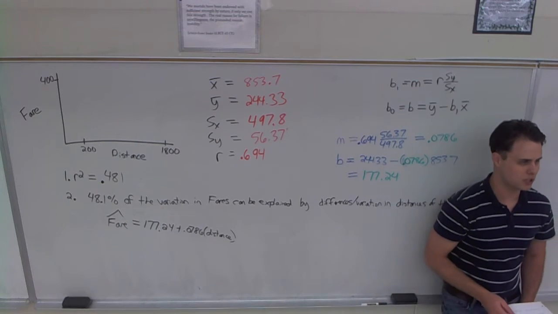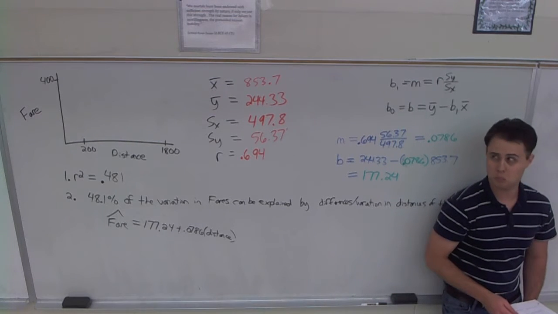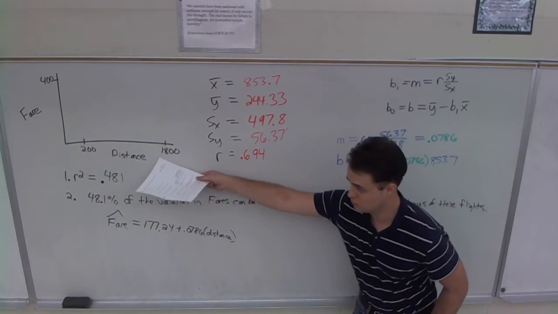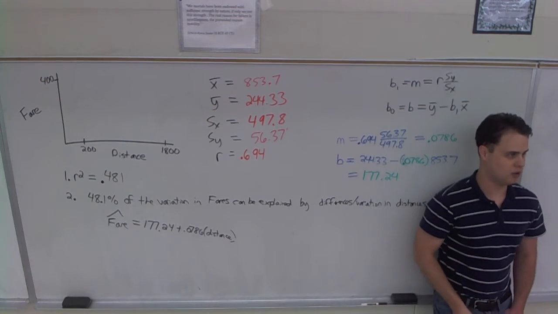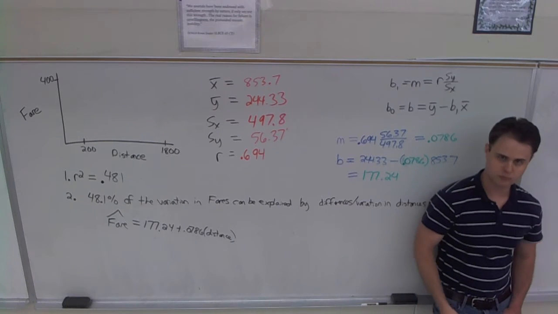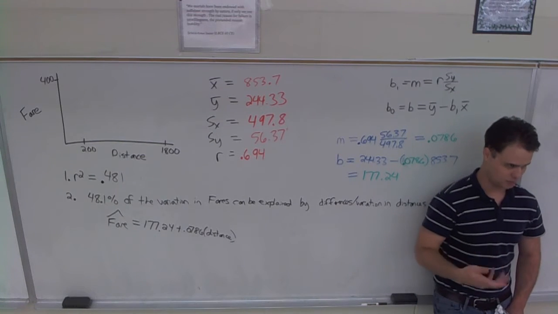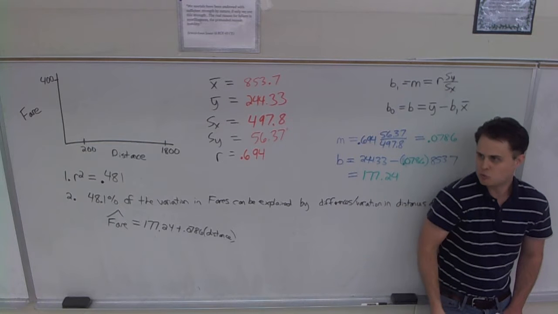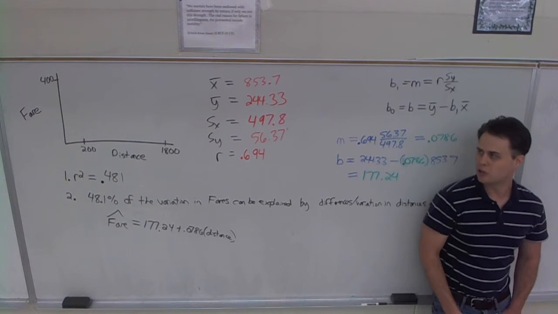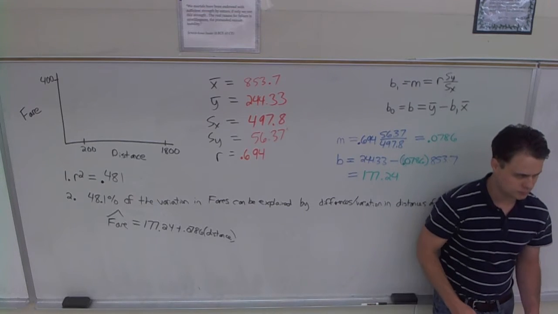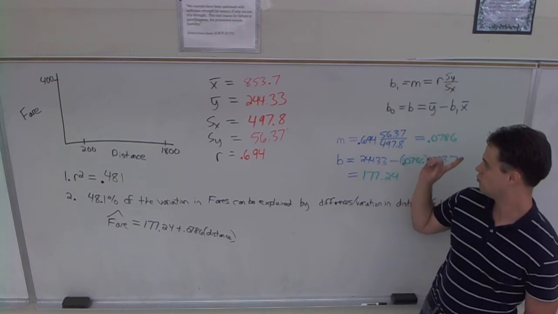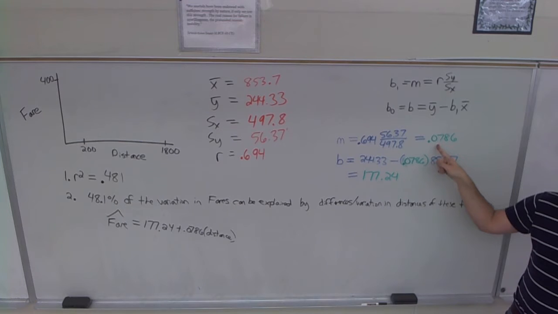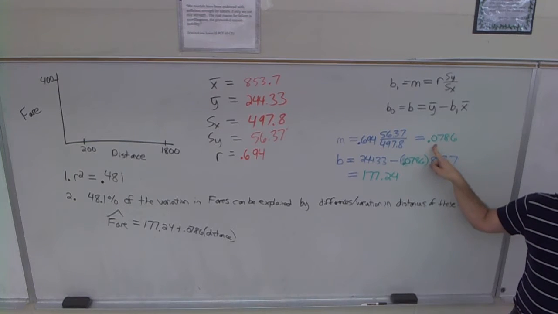So we'd say for each additional mile our flight has to go, you want to be complete, right? Something like that. For each additional mile our trip takes, we're going to have to pay how much? About 7 or 8 cents, 7.8 cents.